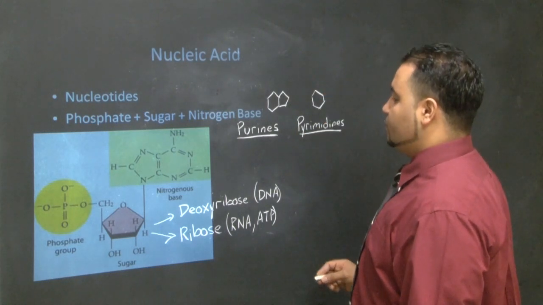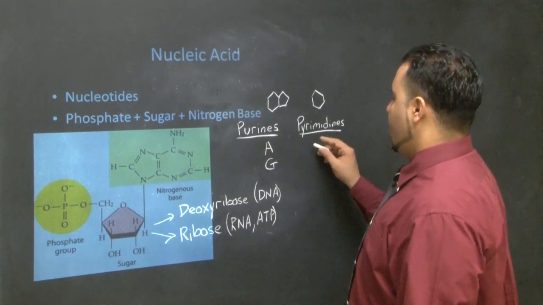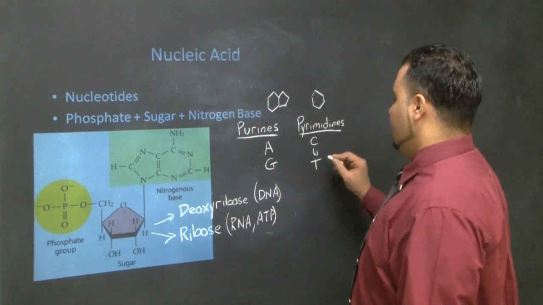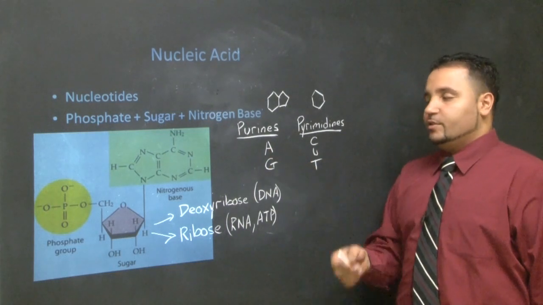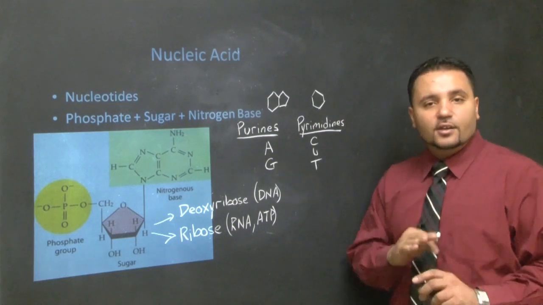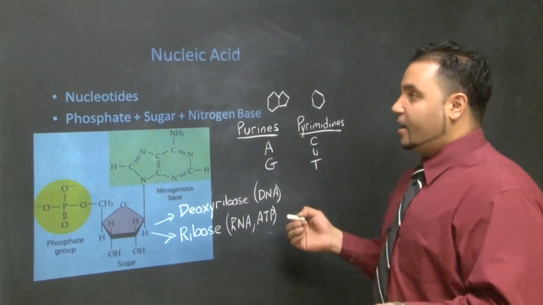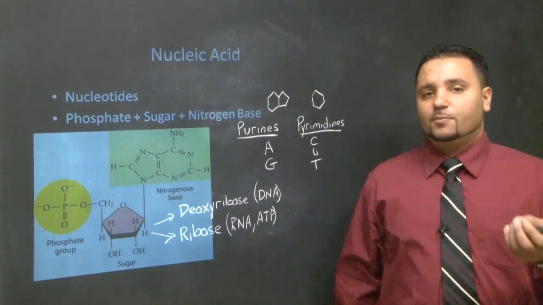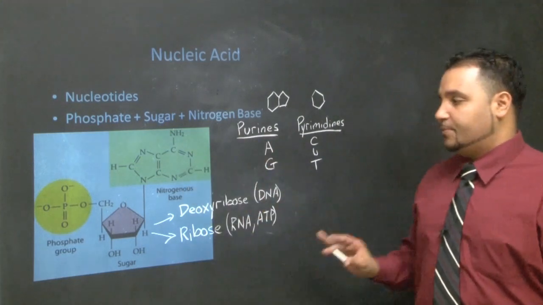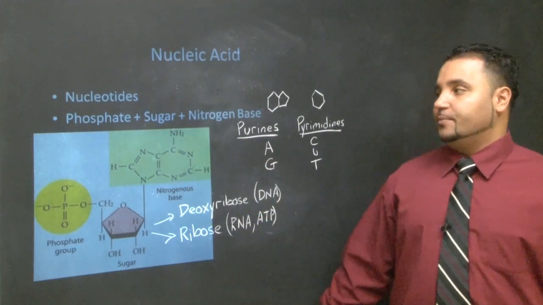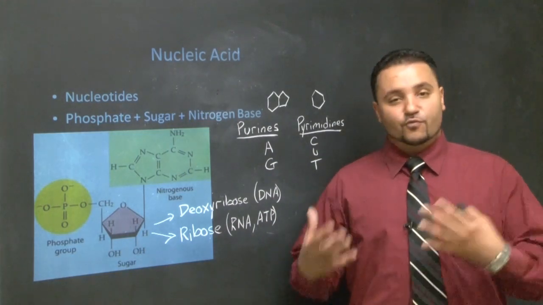The purines were adenine and guanine. And then CUT, cytosine, uracil, and thymine for the pyrimidines. Pure as gold, cut the pie. You guys remember that from lecture number 1, so we don't have to write it twice. All right, guys, and that's it. Nucleic acids being the briefest one of all. We're going to see a lot of this in the genetics unit, and that's why I kept it very brief for this chapter.